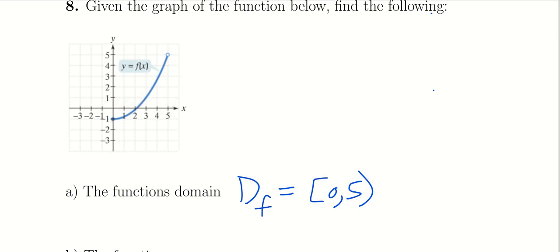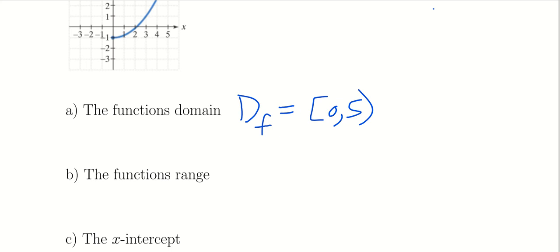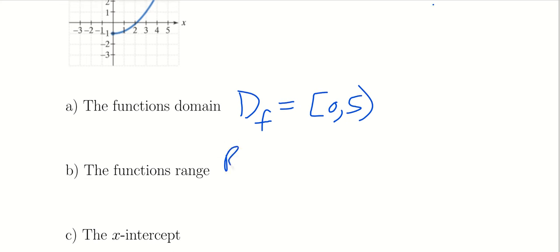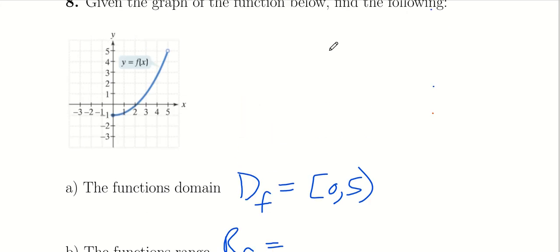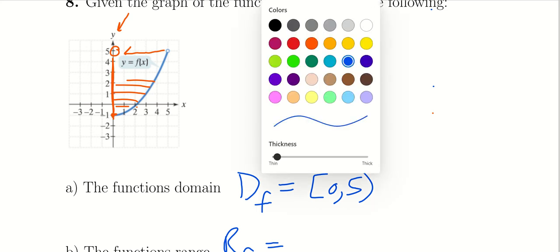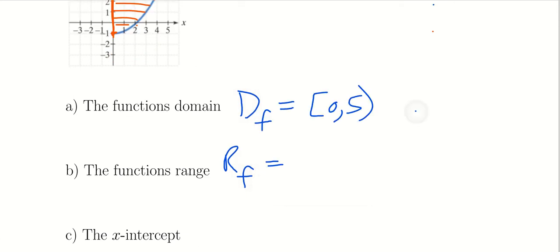The next part wants us to find the range of this function. So we want to find the range of f. When it comes to the range, now we're looking on the y-axis. So you want to identify the lowest point, which is right here. That's at y equals -1. The highest point, it goes up to 5, but it's not included. And then we're able to hit every single height in between -1 and 5. So the range of this function is going to be the set -1 included up to, but not including 5.